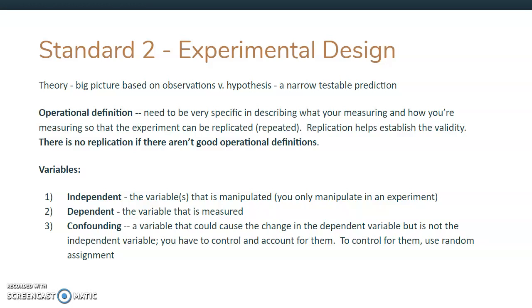Replication is needed to establish validity. You can't replicate a study if you don't have a solid operational definition. So those 2 things, operational definition and replication, go hand in hand, okay? You've got variables. We've talked about independent variable is the one that you manipulate.